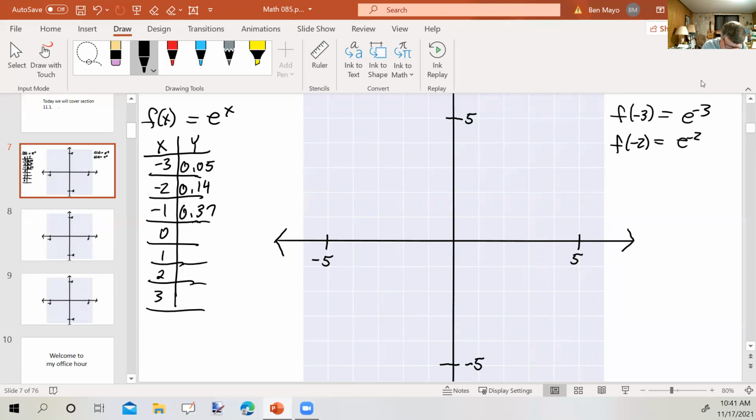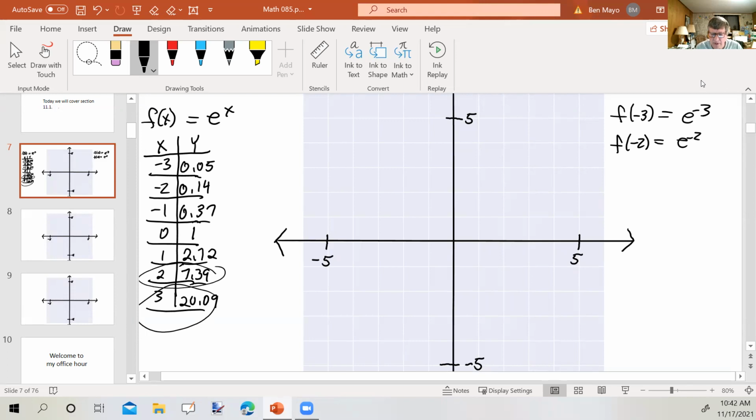E to the 0 power is 1. E to the 1 power is 2.718, so 2.72. E squared is 7.389, so 7.39. And E cubed is 20.09. Okay, now, obviously I'm not going to graph this point, okay? Probably not even graph that point. But again, I just wanted you to get a feel for how you would plot those points.